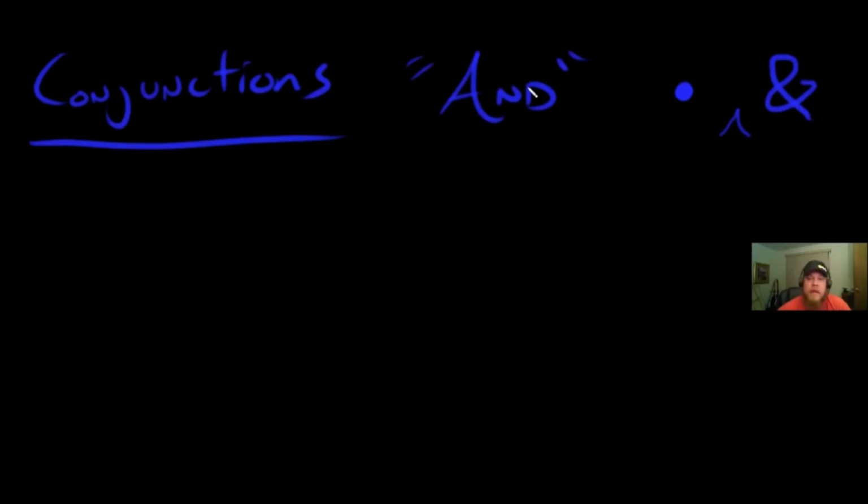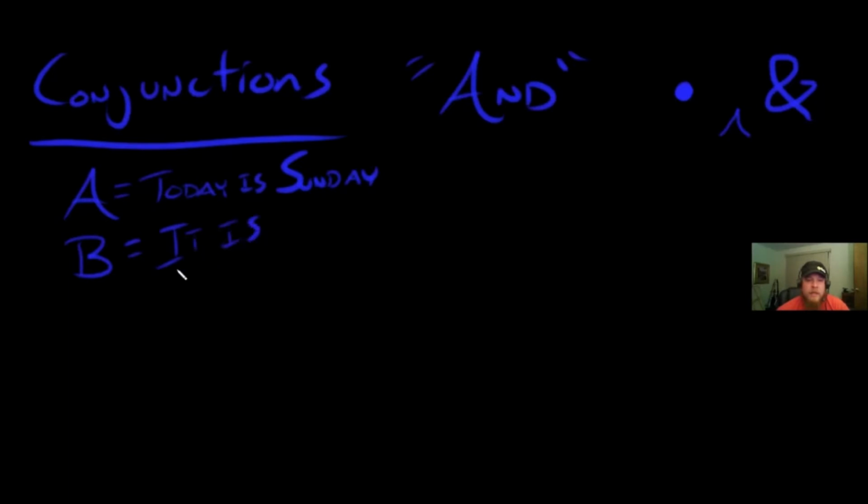So what do I mean by and here too? Because there's other words that mean and in English. So basically I'll just say this. If I had A, and I can make A stand for anything, and then I had B, we can make B stand for anything. Just for the sake of simplicity, let's say A stands for today is Sunday. And let's say B stands for it is raining. It is passive voice, but we'll roll with it for here.